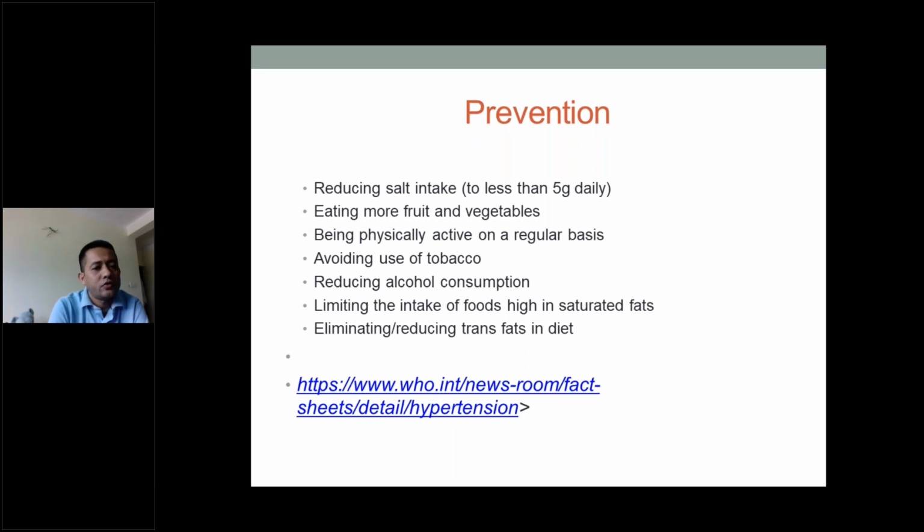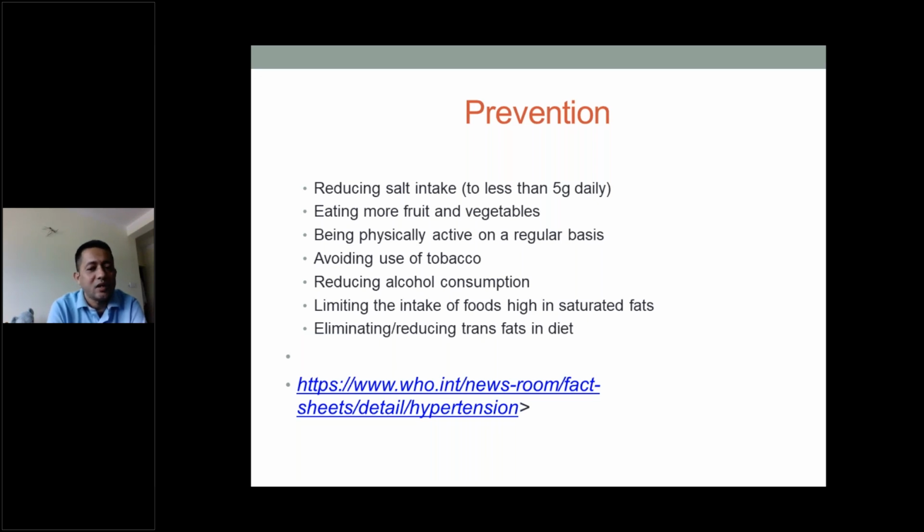According to WHO, if you want to reduce the chances of hypertension, reduce the amount of salt intake. It should be less than 5 grams per day. I think Nepalese on average take around 10 grams or so. Also eat more fruit and vegetables, be more physically active, like exercise, or adopt a healthier lifestyle. Avoid tobacco. Alcohol consumption is also bad. If you're alcoholic, you have a higher chance of getting hypertension. And limit the intake of foods high in saturated fats.